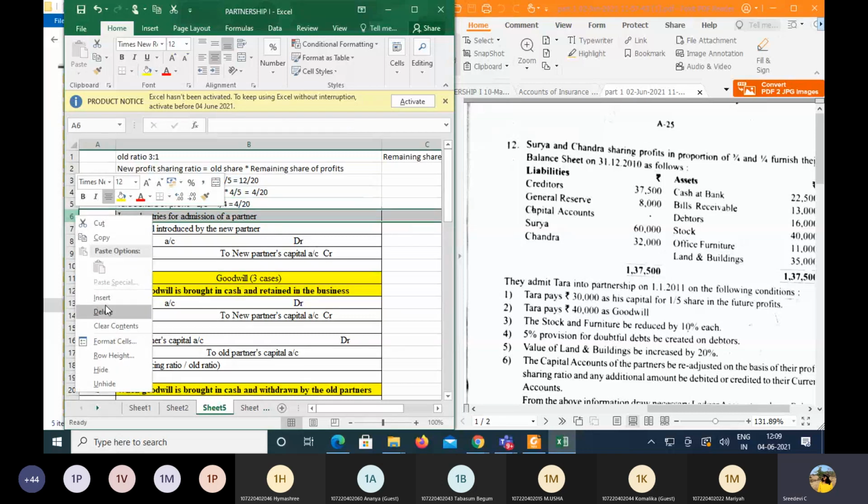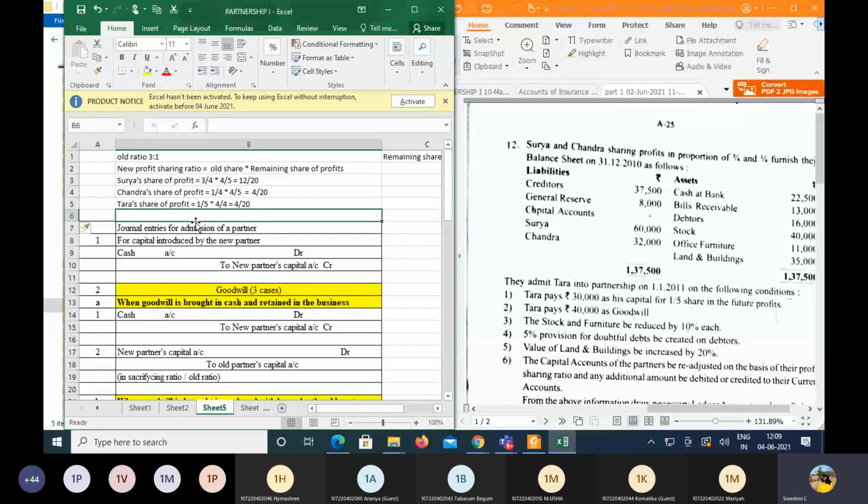So what I'm doing here is, let us further simplify if you want. The ratio here is 12 is to 4 is to 4 again. So this can be further simplified as 3 is to 1 is to 1. Got it? So this is the new profit sharing ratio for all the partners.